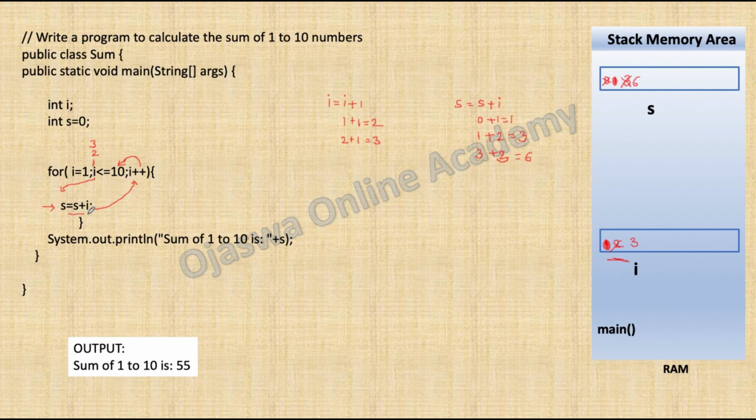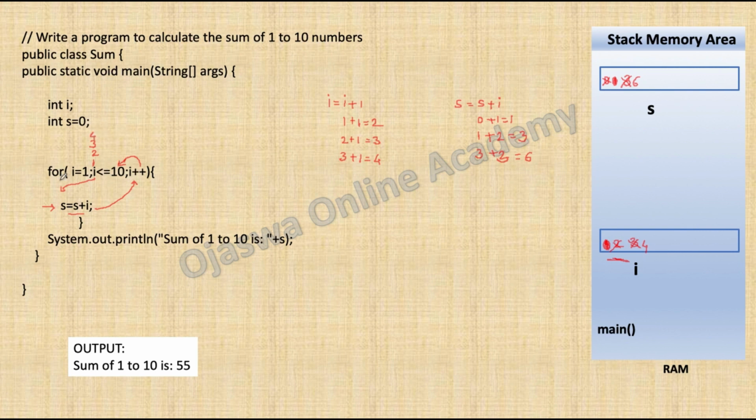After this statement is executed, control goes to the increment statement and i++ is executed. Value of i is 3 plus 1 equal to 4. Now inside the memory 3 will be replaced with 4 and now the updated value of i is 4. From the increment statement, control goes to the condition and it is checked whether 4 is less than 10.